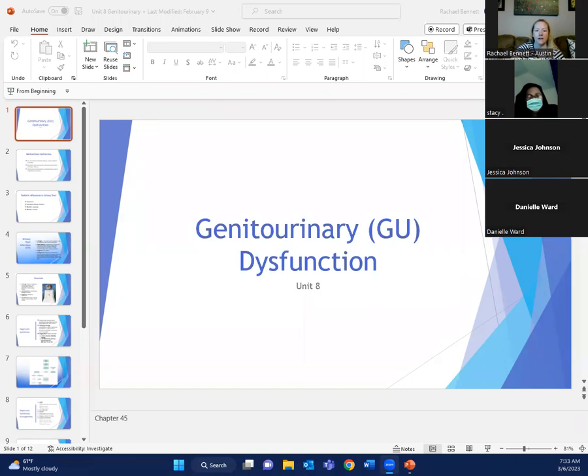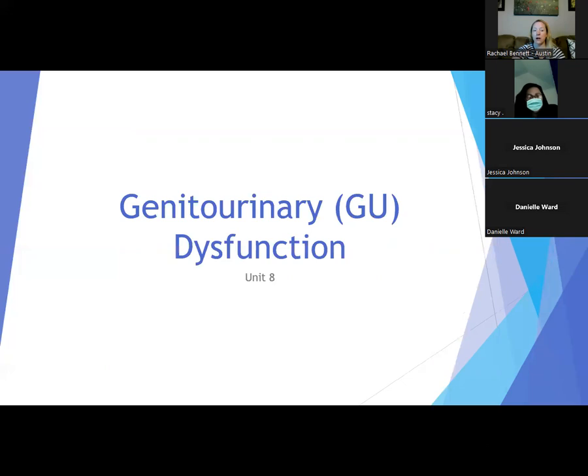Okay, I think we have just about everyone. All right, so today we're going to start with our GU system. Not a very long lecture. We'll take a quick break and then we will use the rest of our class for review time. I'm sure it's no big surprise, we have our exam tomorrow, first pediatric exam.